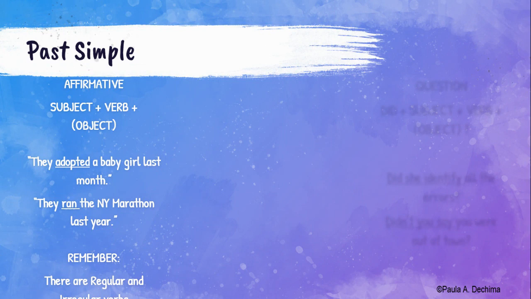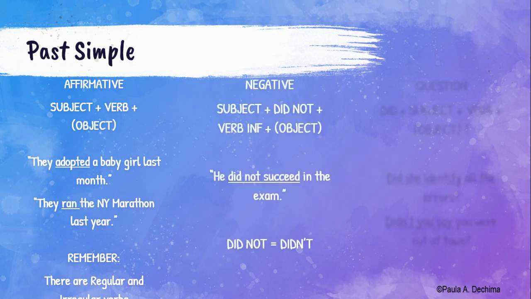Adopt is a regular verb, so we only add ed. Run is an irregular verb. We just need to remember and learn each conjugation. There's no rule for that. To form a negative, we need a subject plus did not plus the verb in the infinitive and in some cases an object. He did not succeed in the exam. Remember, we can say did not or didn't.